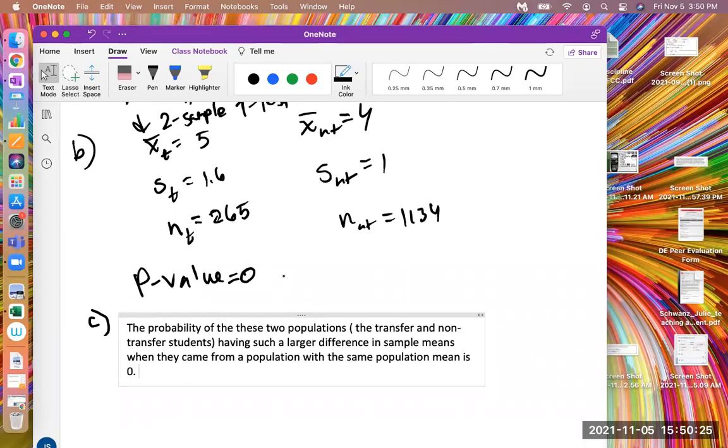So it's so unlikely, it's practically just impossible, basically. The only way that these two samples could come from a population that had the same average years spent in college is so unlikely that it's impossible, basically. We're saying the probability of these two populations having such a large difference in means when they come from a population with the same mean is 0. Okay, that's our interpretation of the p-value.